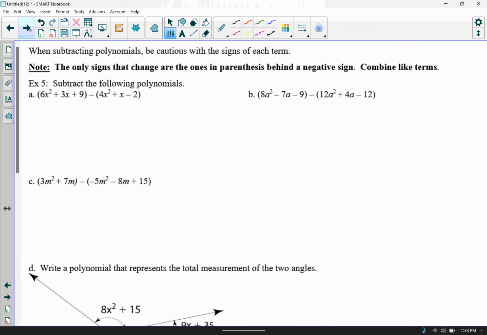Last page. Let's look at subtracting polynomials here. The only difference with subtraction is that you'll have a negative sign that needs to be distributed into the second parentheses, or not necessarily always the second parentheses. Just think of you're distributing that negative sign into the parenthesis behind the negative. Okay. Now, of course, I'll demonstrate that for you here in letter A.